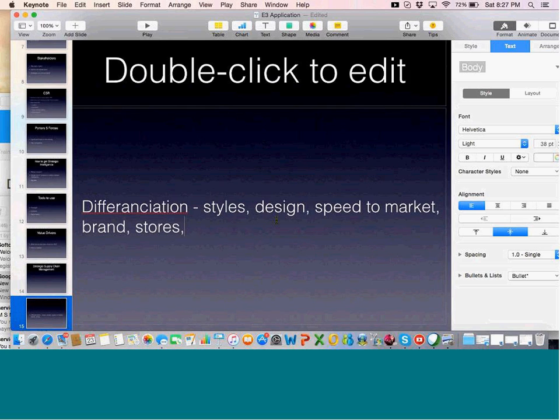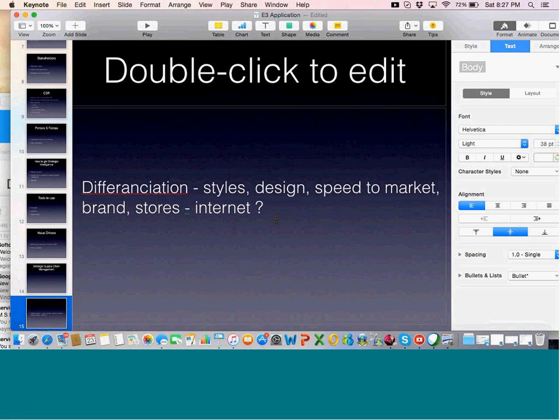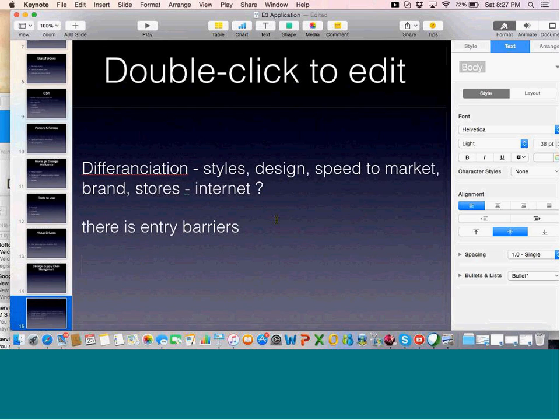They have different price, perhaps, catering to a certain segment. Yeah, I'm going to put internet and the question mark and come back to it, to see what we're going to say. And we also say there are barriers to entry for the market, right? Then we also say substitutes.